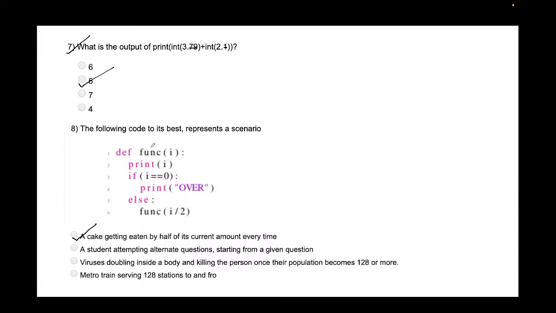So it is based on the mathematical operation of cutting into half. Based on that, you need to make a guess. So which real life scenario can it be? Because a student attempting alternative questions means half of the questions he might have answered. I thought like that.